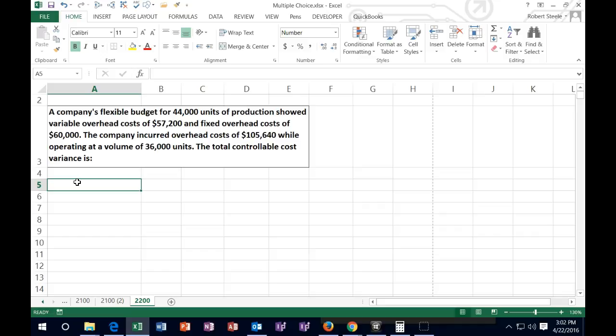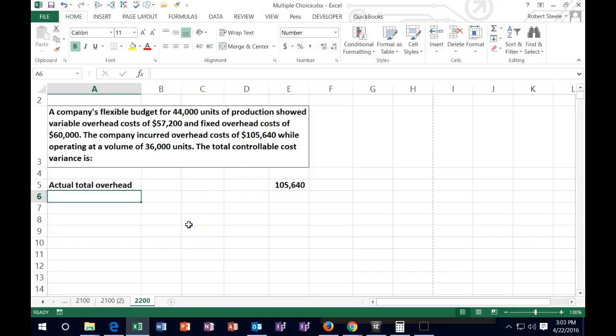So I'm going to start off with what actually happened. We know what the actual total overhead was. So we have actual total overhead. I'm going to start that out here so we have some space to calculate, and we know that the company incurred overhead costs of 105,640. So that's what actually happened. We're going to compare that to what we budgeted to happen.